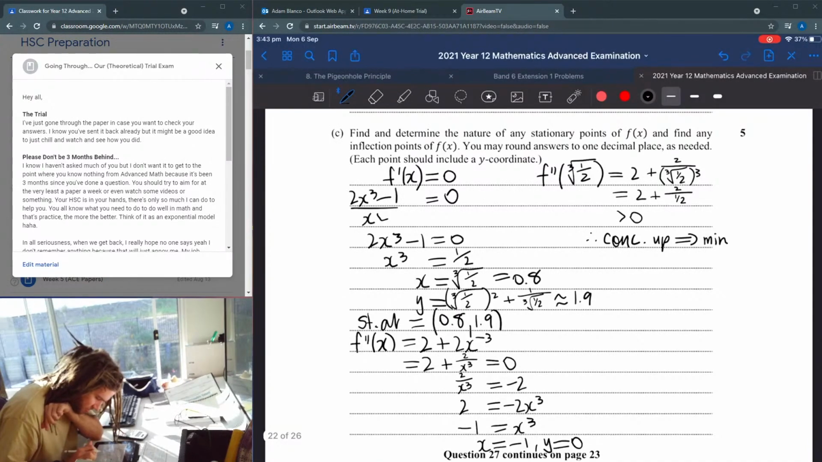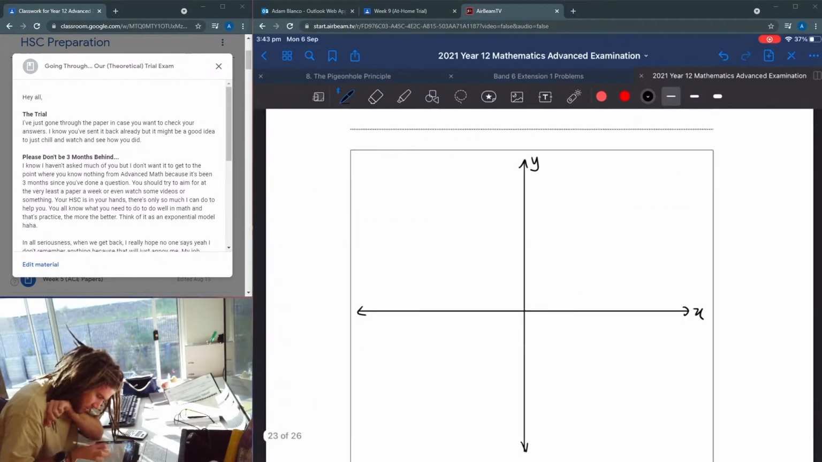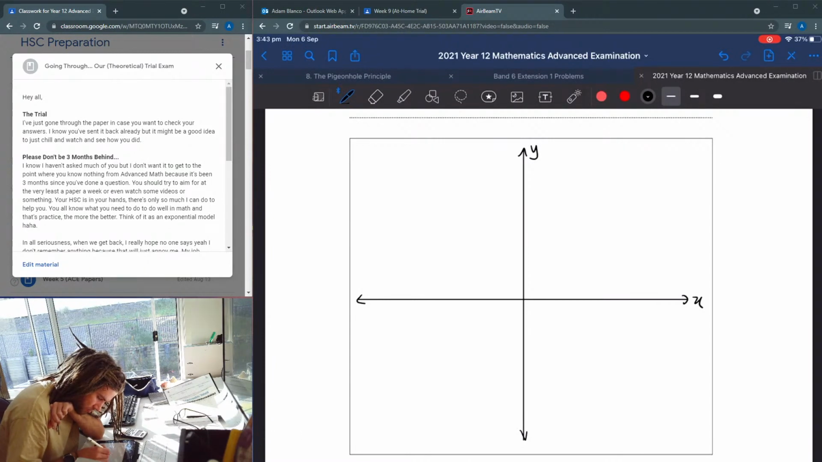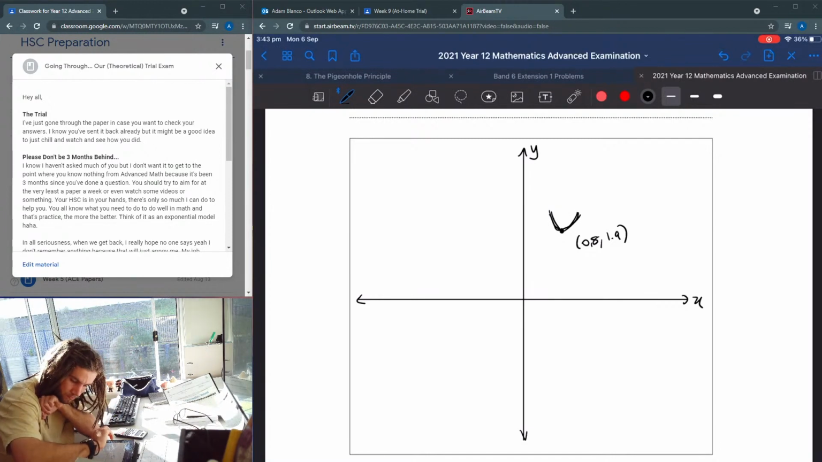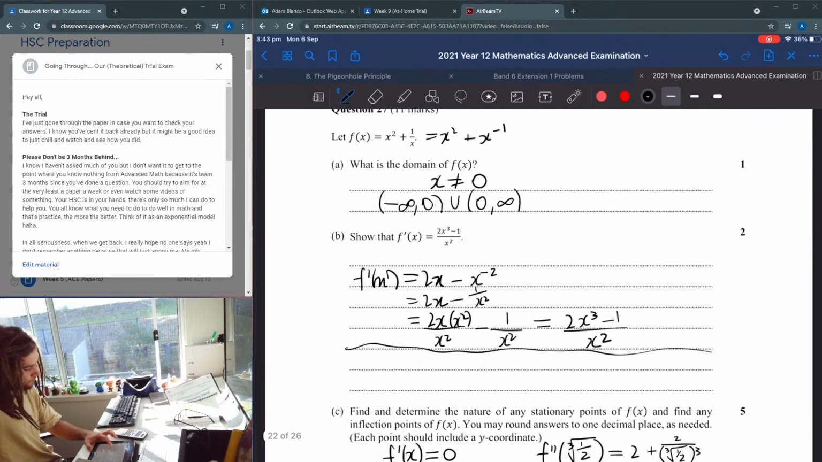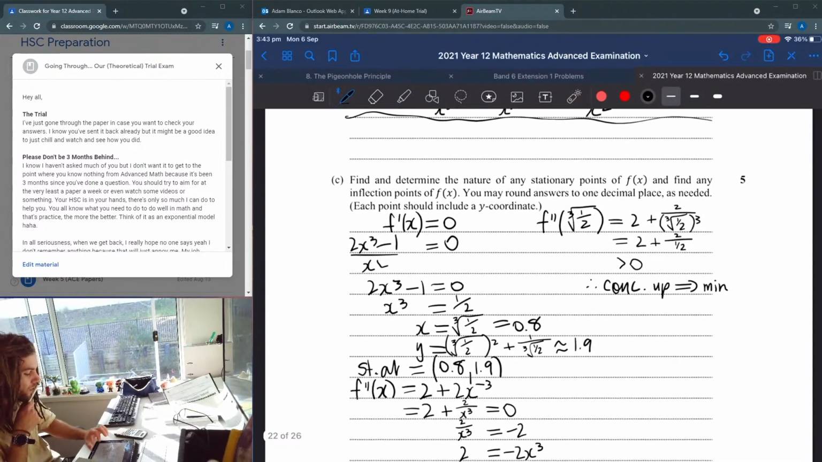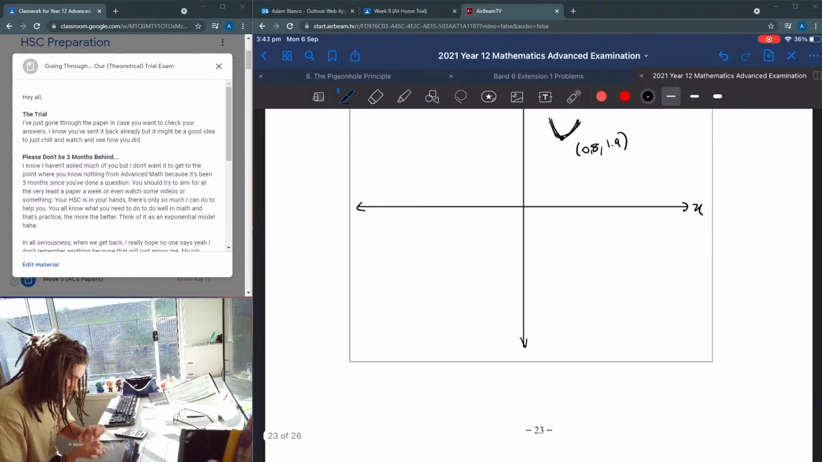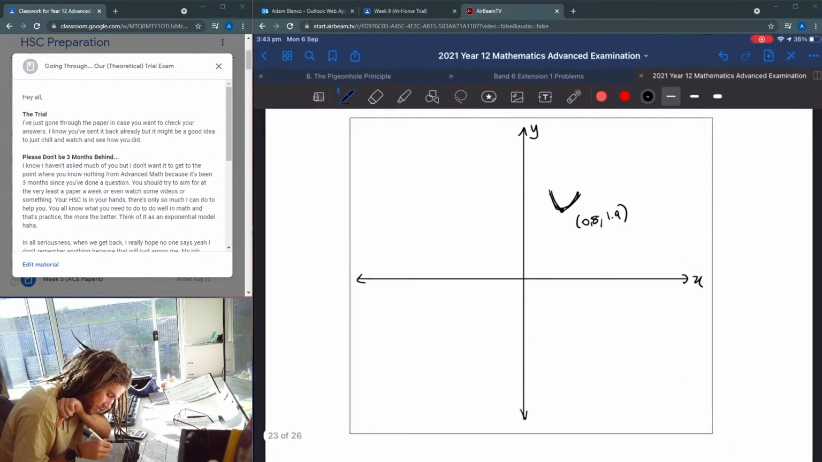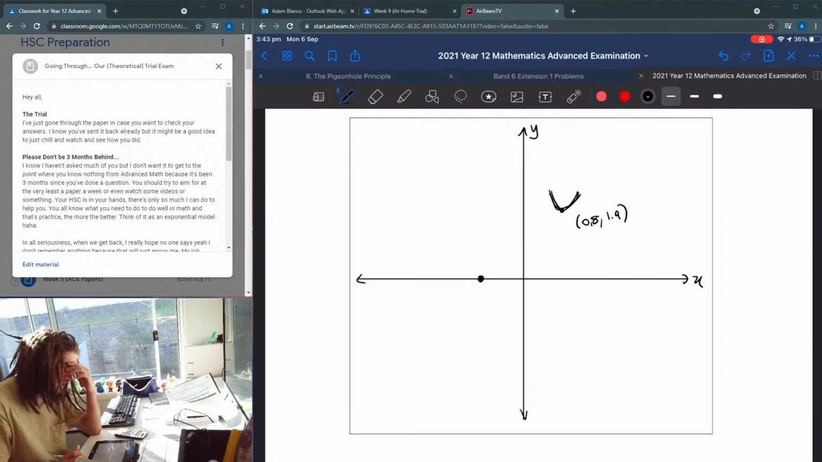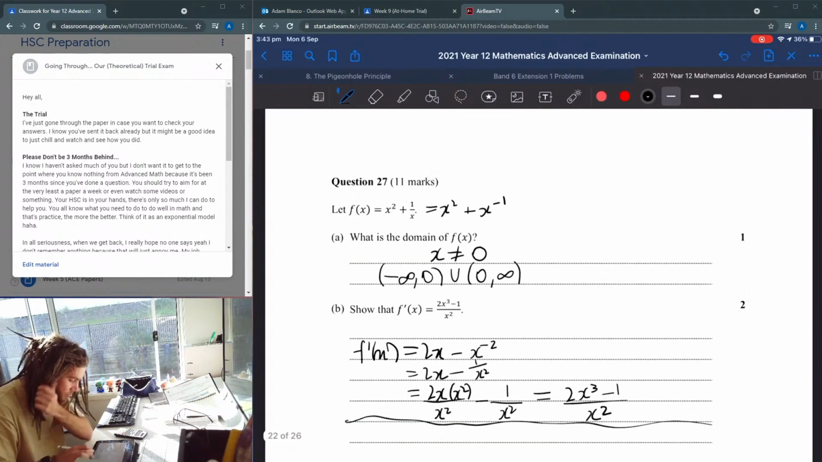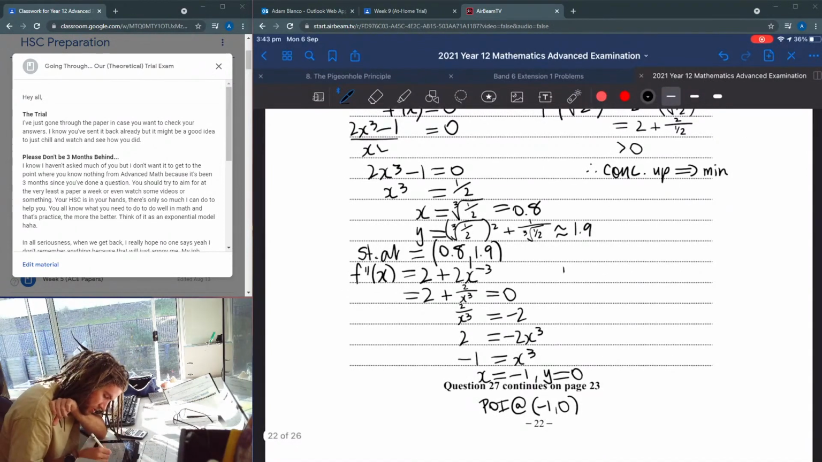I've got a stationary point at 0.8, 1.9. So let's call that there, 0.8, 1.9. And it was concave up, so it looks like that. That's kind of weird looking. What else? I've got a point of inflection at -1, 0. So here, there's a point of inflection. I haven't tested either side of it. Damn it, I should probably do that. Okay, point of inflection.